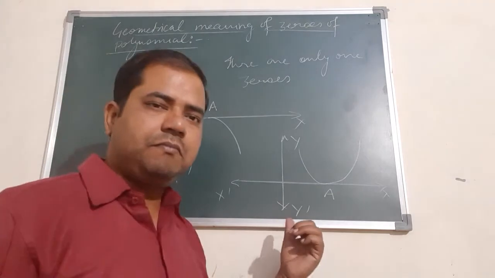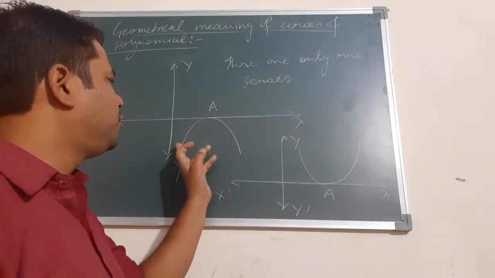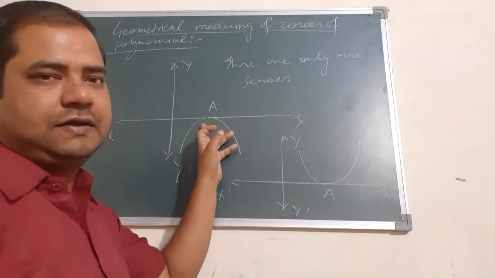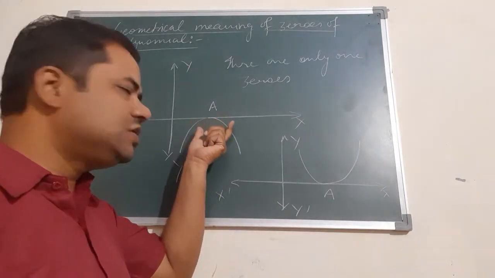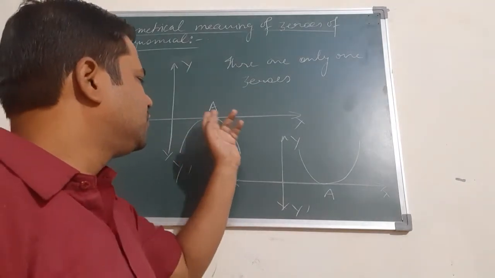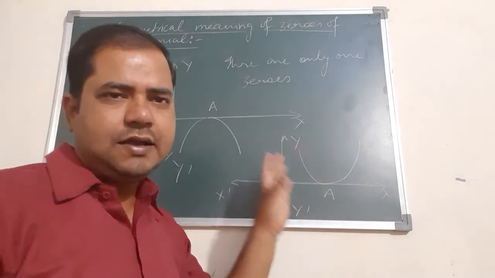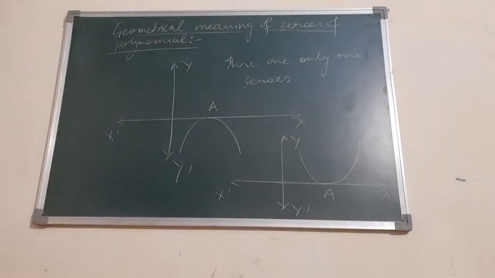Okay, maybe completed. Now see, in this situation there is only 1 zero. Why? Because both the zeros coincide. Actually there are 2 zeros, but both the zeros are the same. That's why this has only 1 zero, because these 2 points coincide. Okay.